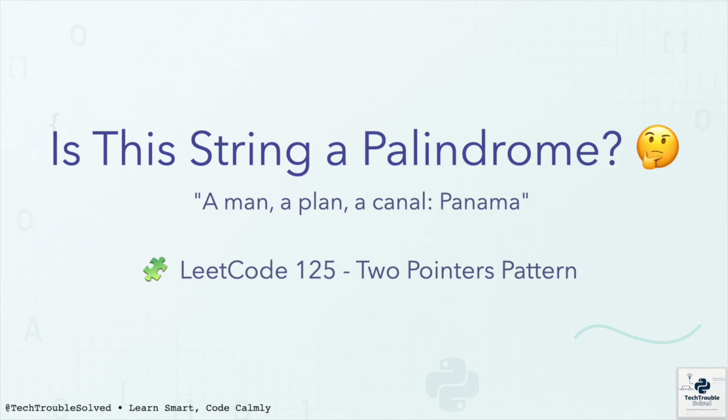Today we are solving LeetCode 125, Valid Palindrome. This problem is a great example of the two pointers pattern, which is very commonly asked in interviews. We will understand the problem clearly, break it down step by step, and then implement it cleanly. Let's start by understanding what a palindrome actually means.